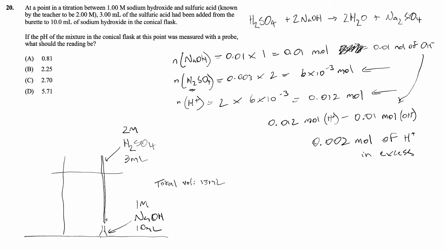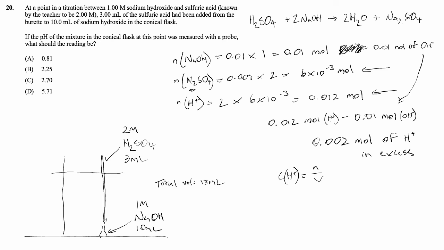All right, now we can work out the concentration of H3O, and if we work out the concentration of H3O, we can work out our pH, which is what the question is asking us. What would the pH of this mixture be at this point? So let's work out our concentration of H+. We have concentration of H+ or hydronium is equal to C equals N over V.